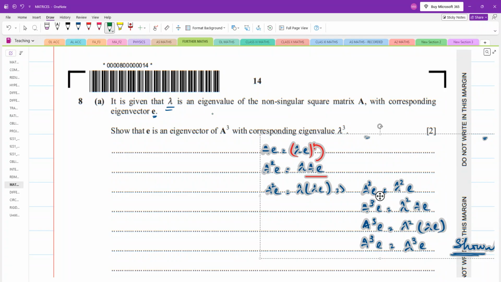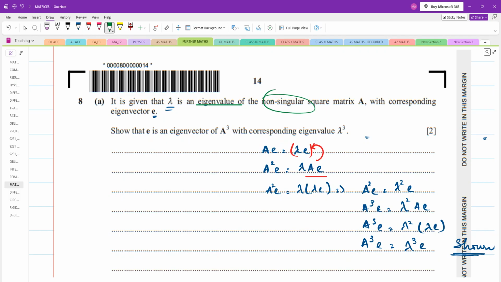It is given that lambda is an eigenvalue of a non-singular matrix A. So what does non-singular mean? What does non-singular mean, chat? Chat, it means the determinant of A is not equal to 0. It could be less than 0, so sorry about that. It is not equal to 0. With corresponding eigenvector V. So it has an eigenvector V.